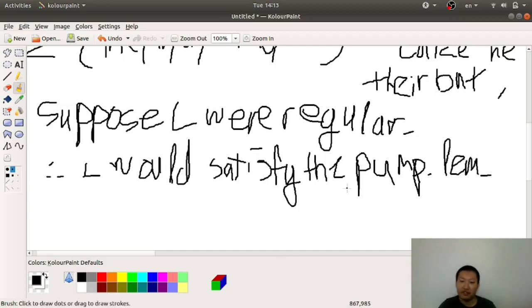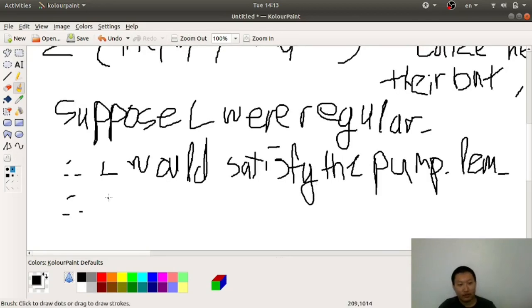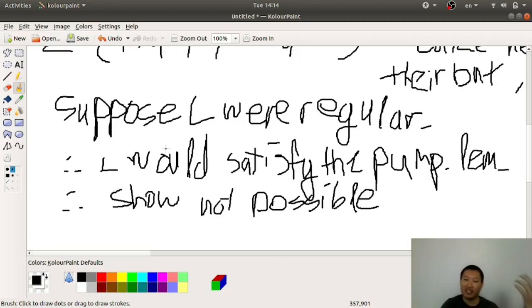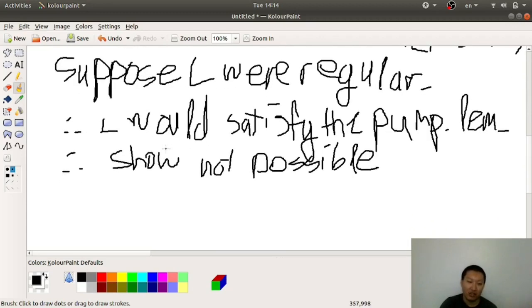Alright, and the next step is to show that for some reason this is not possible. So we're going to show that this is not possible. It leads to some sort of logical contradiction. So show not possible. And since it's not possible, that means one of our initial assumptions must have been incorrect. Well, the only assumption we made was that L was regular. We said suppose L was regular, and we showed that that situation is not possible. And so the conclusion is that L is not a regular language. L is not regular.